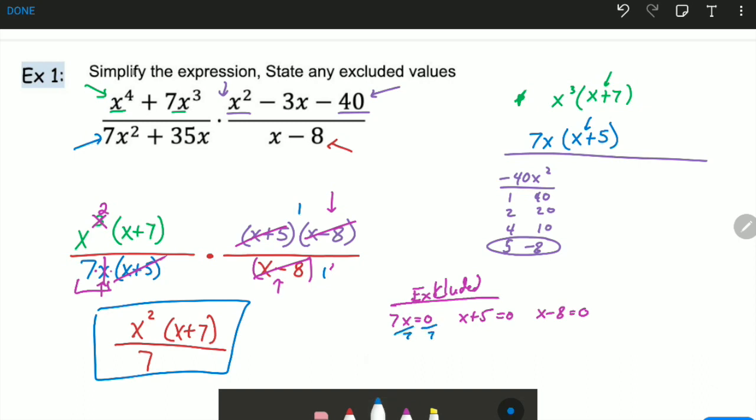So dividing by 7, so x equals 0, subtracting 5, x equals -5, and adding 8. So x equals 8. So again, these excluded values are values that do not work if you plug them into the original expression, which means the two expressions are not equivalent if you try to plug these specific values in.